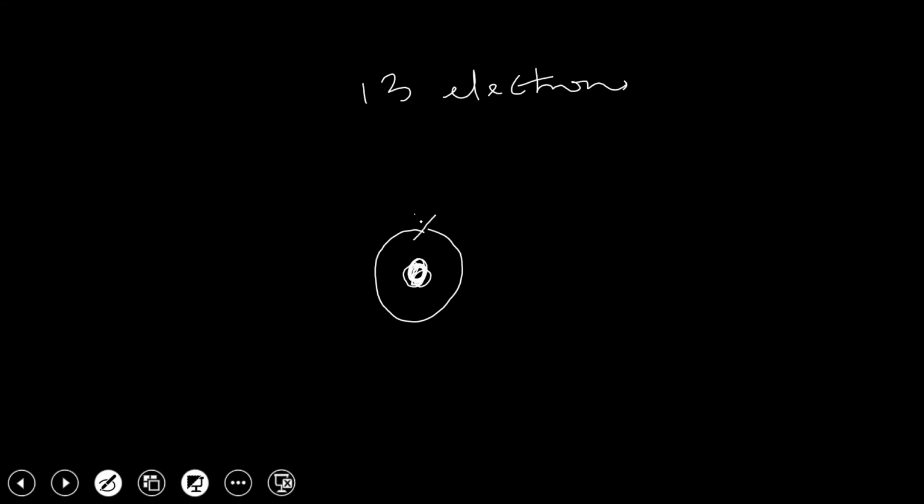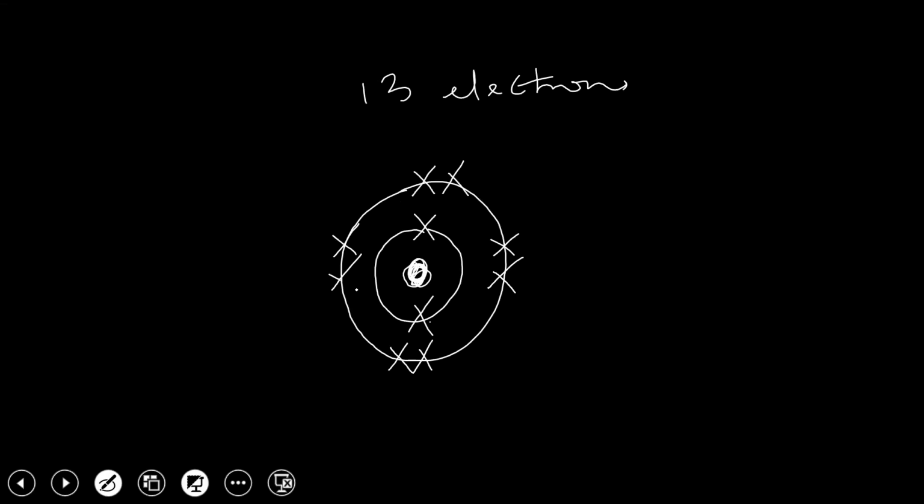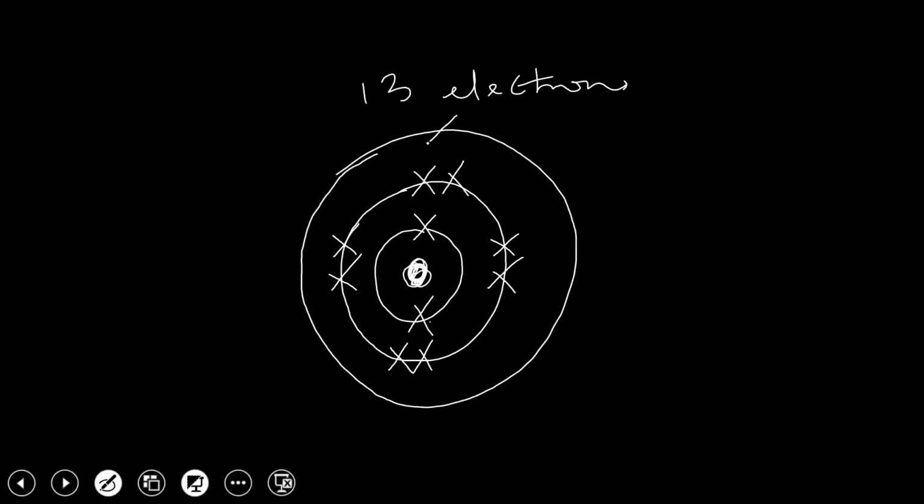The inner shell takes a maximum of 2. When it takes a maximum of 2, the other shell is going to take 8: 1, 2, 3, 4, 5, 6, 7, 8. When you add 2 plus 8, that is 10, so you're remaining with 3.